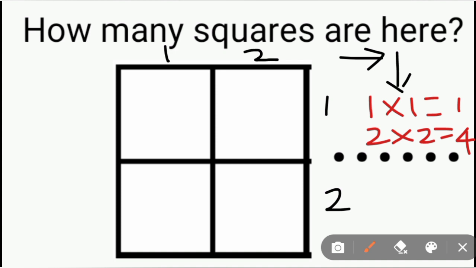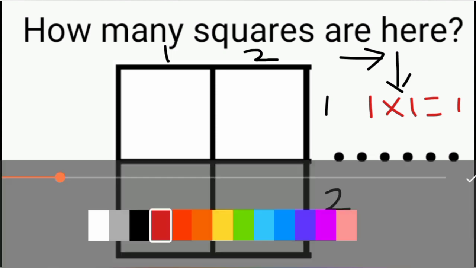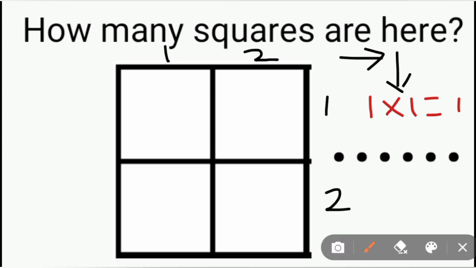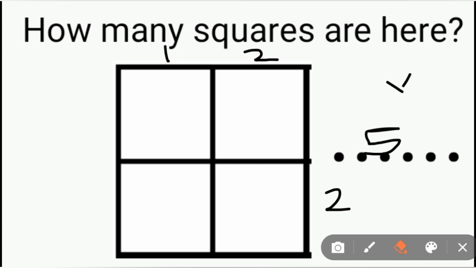Now you have to add these together. 1 and 4 is equal to 5. So how many squares are here? There are 5 squares here. So the answer is 5. Okay, I think you got the answer. Let's try another one.